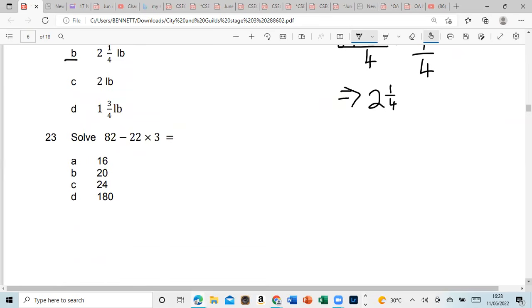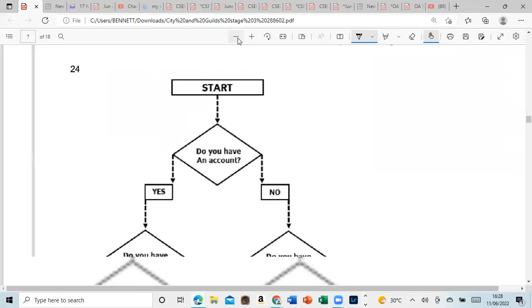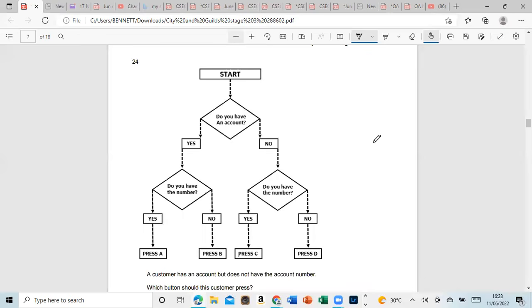All right, so we have 82 minus 22. Hold on there, let's rewrite this so you can be stress free. Multiply first, don't let them trick you. So this is 66. How much do we need to get to 82? So 4 pounds gives 70, 10, that's 14, and 2, 16. Let's zoom out so we can see the entire diagram.